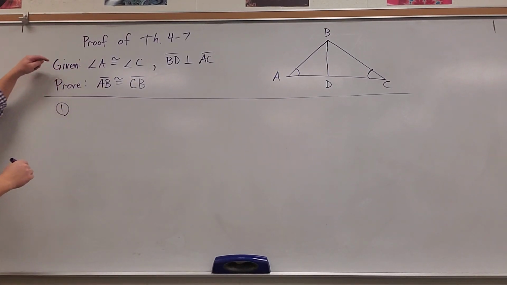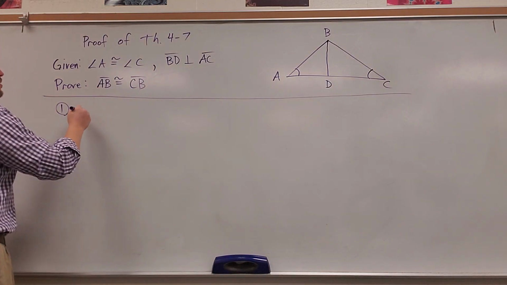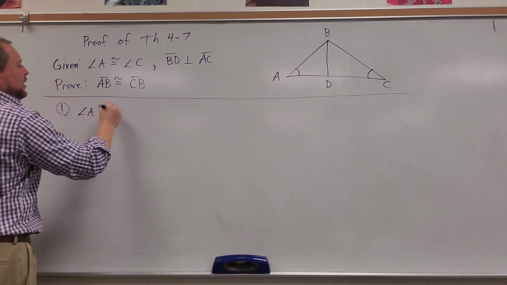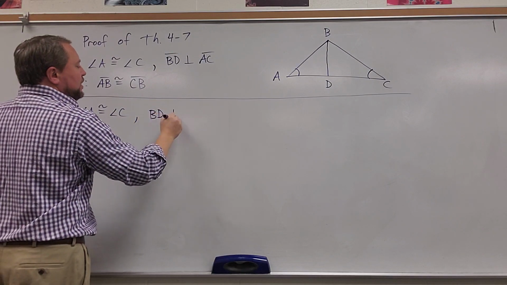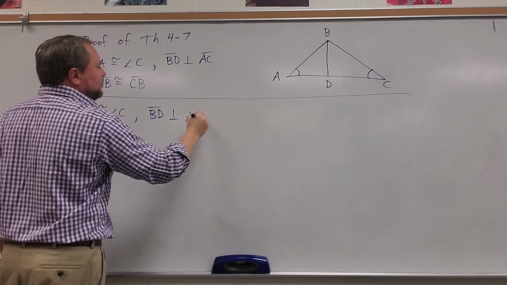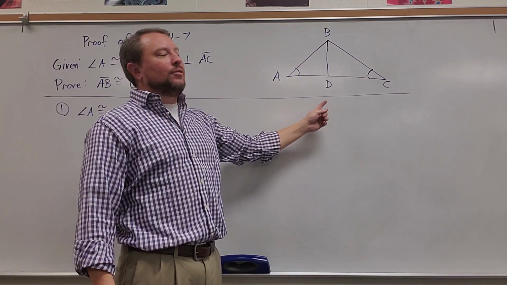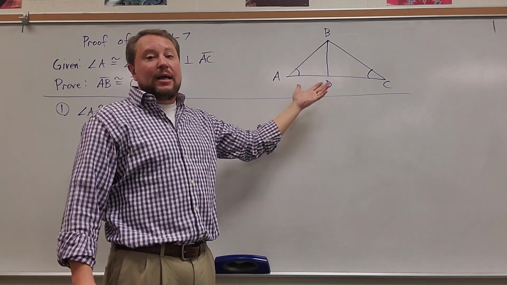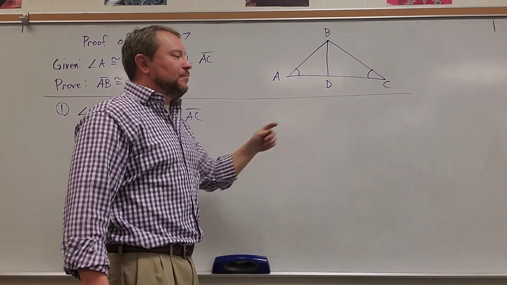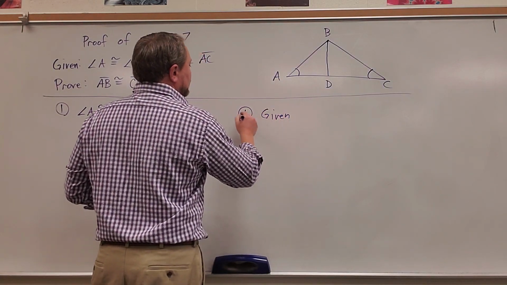All right, so first step, I'm going to restate my givens, including that one I added on. So I'm going to put angle A is congruent to angle C, and BD is perpendicular to AC. Theoretically, we'd be able to do that on any triangle that you were to draw like this. You'd be able to drop a height, an altitude at a right angle like that. So it's fair game. We could do this.